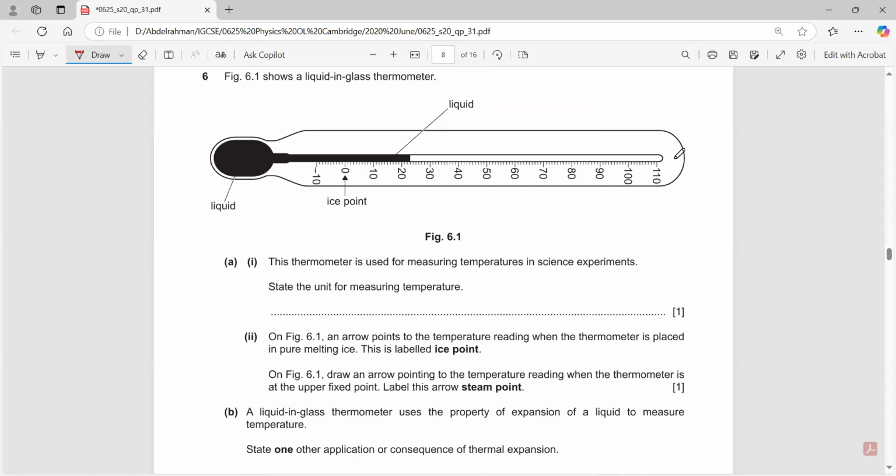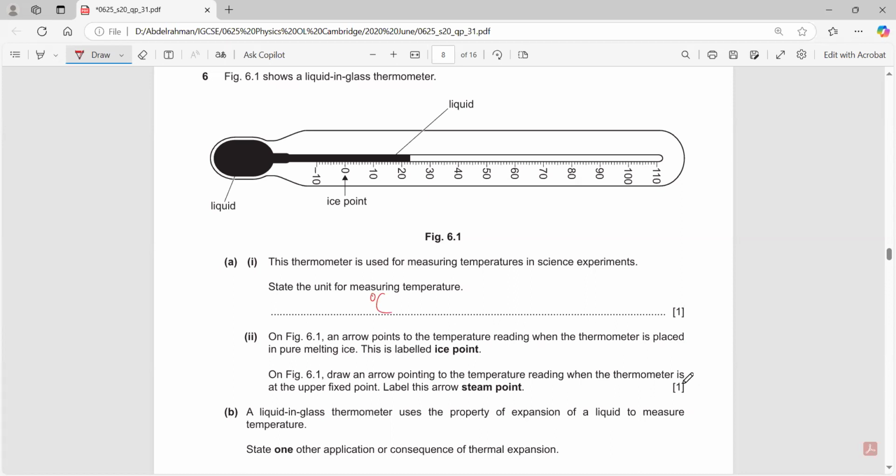Thermometers have been removed from the syllabus, but we can solve part of this question. First of all, he's asking about the unit for measuring the temperature. What is the unit for measuring the temperature? The unit is degrees Celsius.